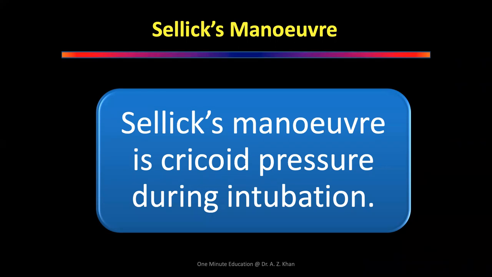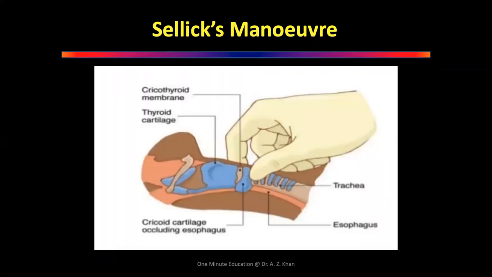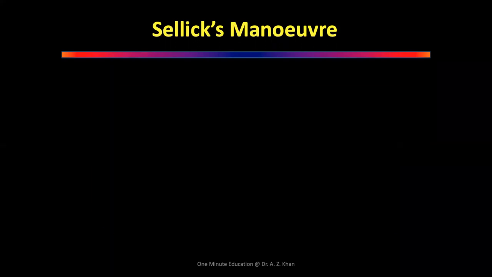When you apply pressure on the cricoid, particularly when you're doing a crash intubation, your pressure is transmitted beyond the trachea into the esophagus. By doing this, you're actually compressing the esophagus, and what you want to prevent is aspiration during intubation. So whenever you see an anesthetist intubating, there is a second person compressing the cricoid cartilage. So the cricoid cartilage pressure is called Sellick's maneuver, okay?